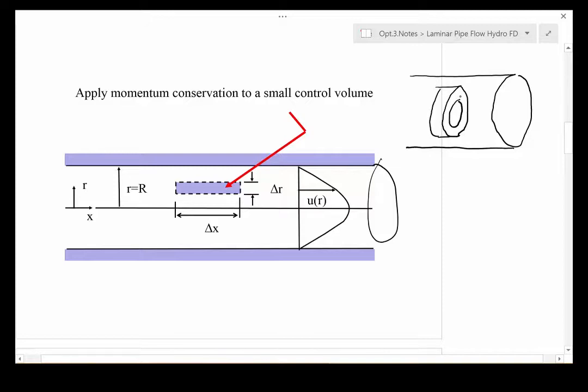where that slice has a thickness delta x and a thickness in this direction delta r. So it's almost like we're looking at a little wheel or a little circular section in there. And for that little control volume, we're going to apply a force balance on it.